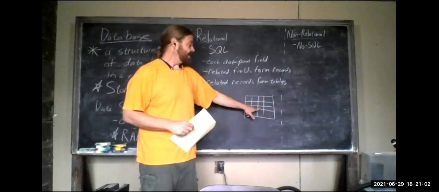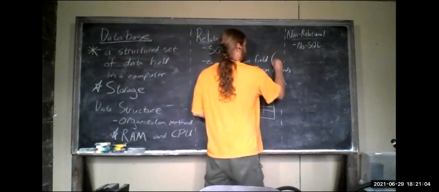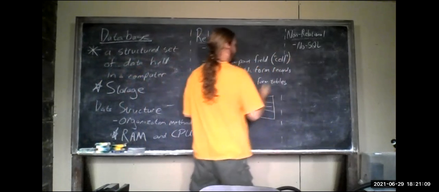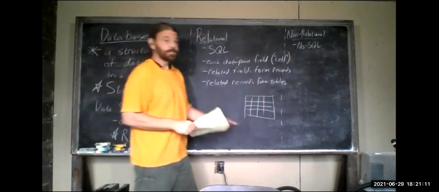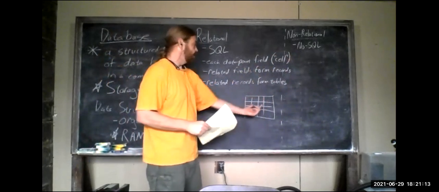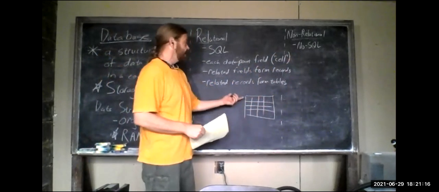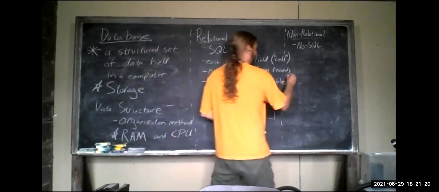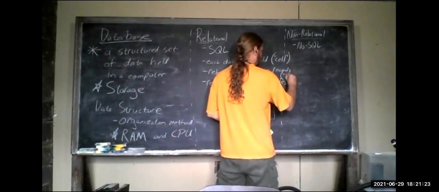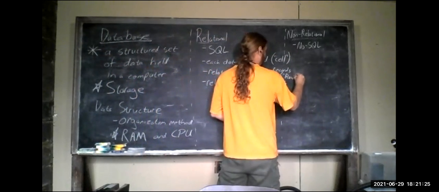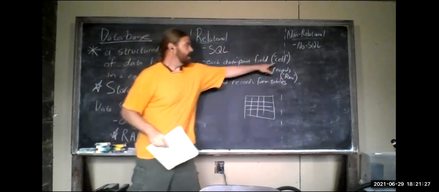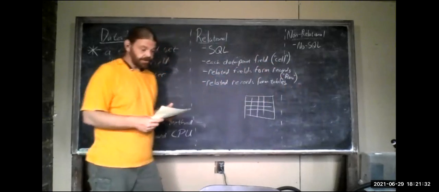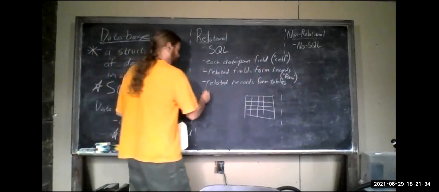So each one of these cells is a field. So a field, we could also call a cell or a column. Each column is a field. Then all those fields are connected, which is how we connect things to form the tables. And each record is like a row. So either a cell or a column for each field, and each row is like a record. So we build these relationships up.